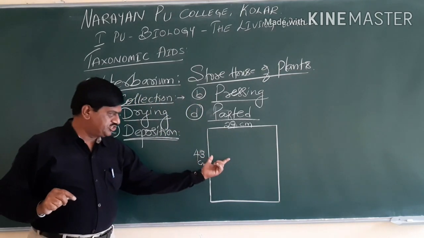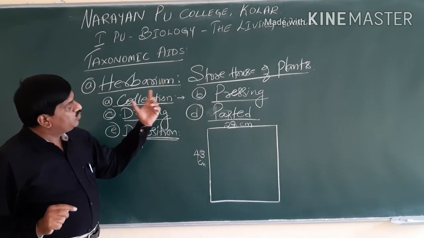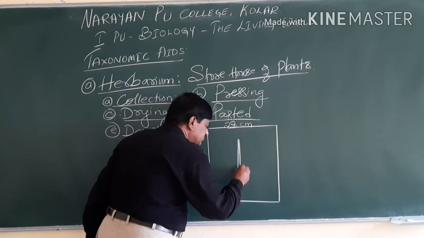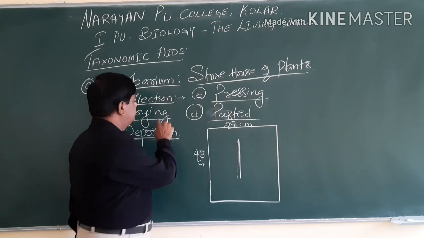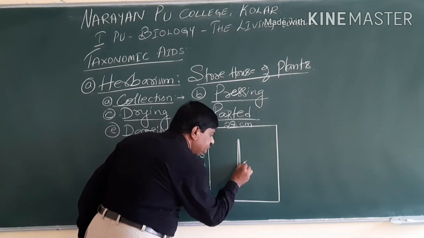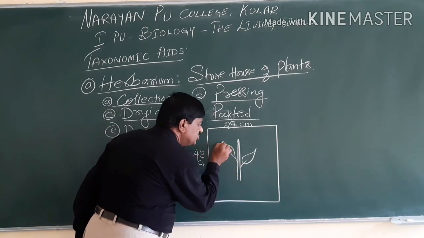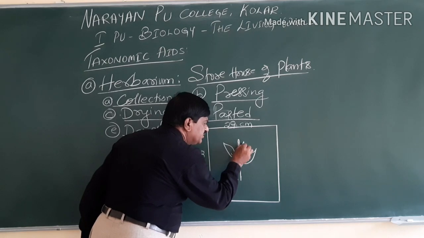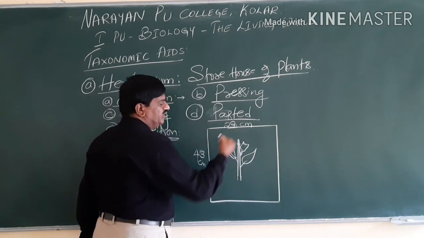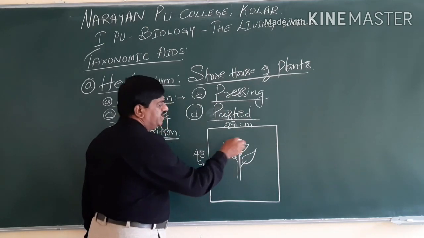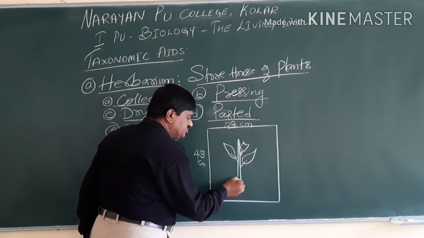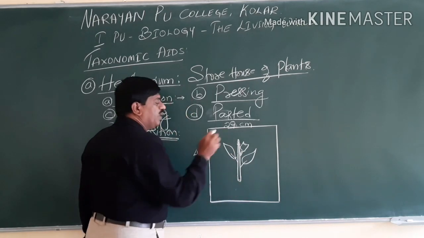Once we take a sheet of paper, we take a plant twig, which is pressed, dried, and should be mounted. If it is flowering, that is even better. To mount it, it can be tied with a thread, pasted with gum, or fixed using insulation tape.